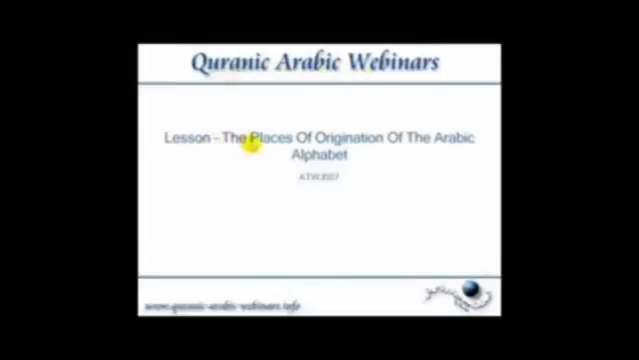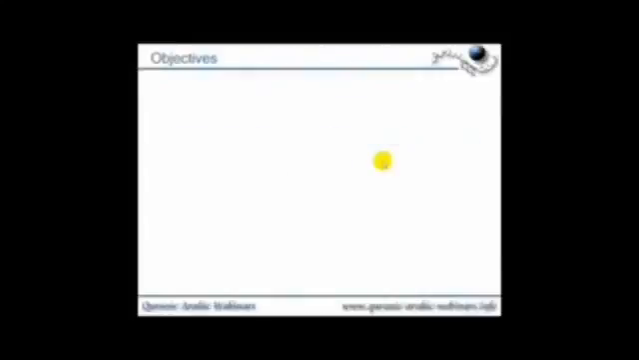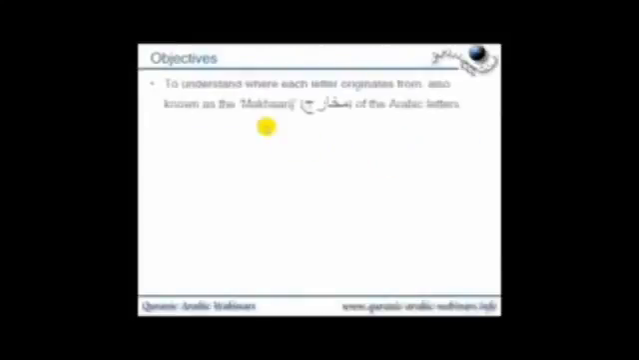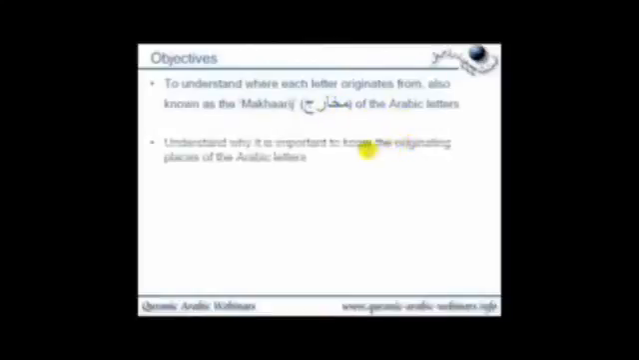This lesson is the places of origination of the Arabic alphabet. Objectives: to understand where each letter originates from, also known as the makharij of the Arabic letters. We will understand why it is important to know the originating places of the Arabic letters.